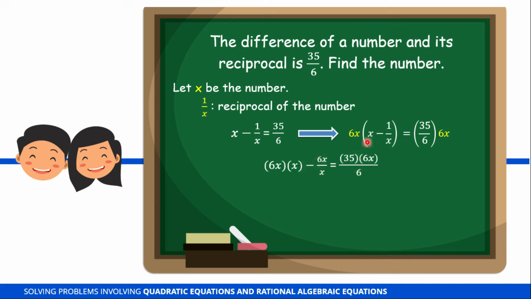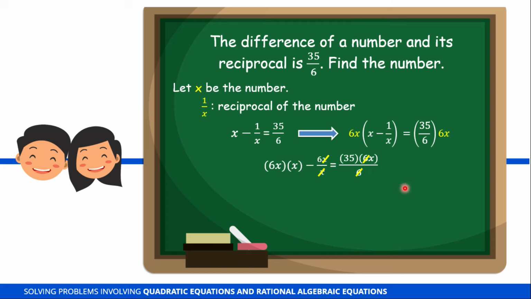6x times x, tapos 6x times yung numerator na 1. So magkakaroon tayo ng negative 6x over x is equal to 35 times 6x all over 6. Hindi muna natin i-multiply ang ating mga nasa numerator. So dito sa ating second term, ma-eliminate na natin yung x natin sa numerator and x sa denominator. While dito naman sa ating kabilang side ng equation, pwede na nating eliminate yung 6 sa numerator and denominator.